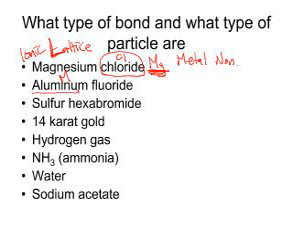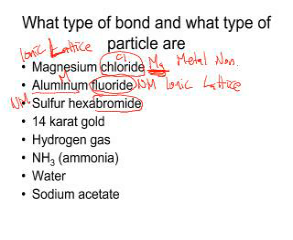Aluminum, metal, if you're looking, shame on you. Fluoride is on the right-hand side, so it's a nonmetal. Metal and a nonmetal would be an ionic bond. Type of particle would be lattice. Sulfur, nonmetal.